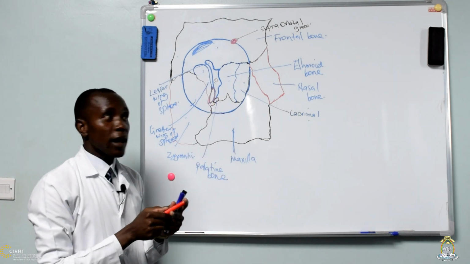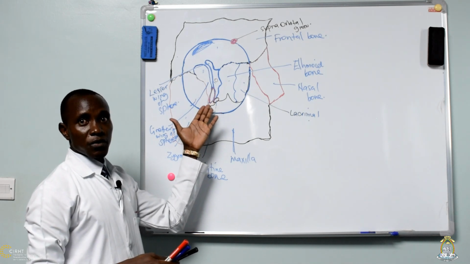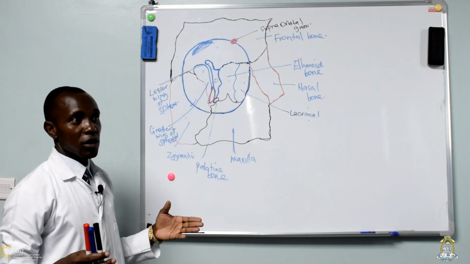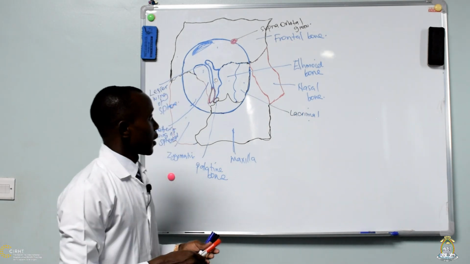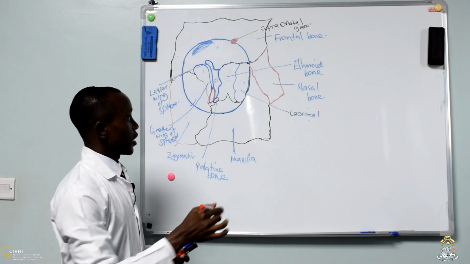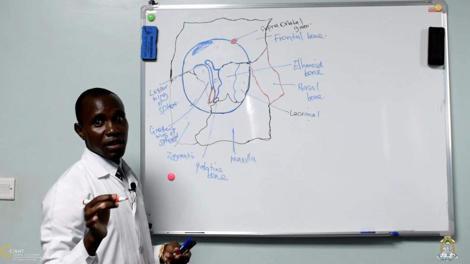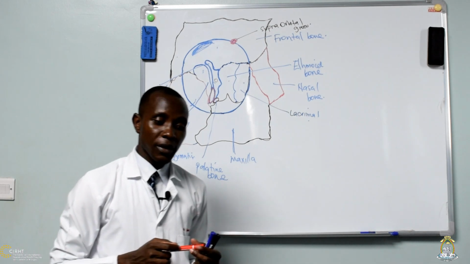It acts as the exit point for the divisions of the trigeminal nerve. Especially, there are several divisions of the trigeminal nerve, especially the maxillary nerve. The specific division of the maxillary nerve is the infraorbital nerve, which is a division of the maxillary nerve of the trigeminal nerve, that is cranial nerve number 5.